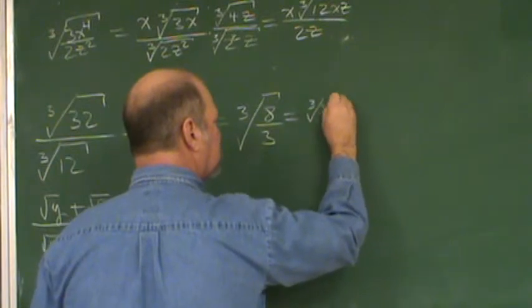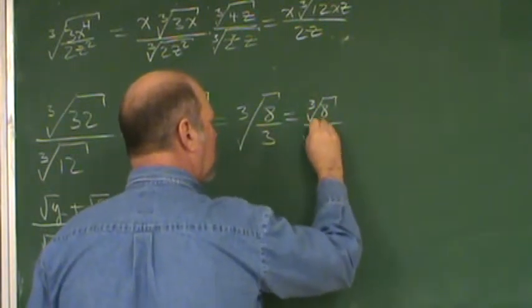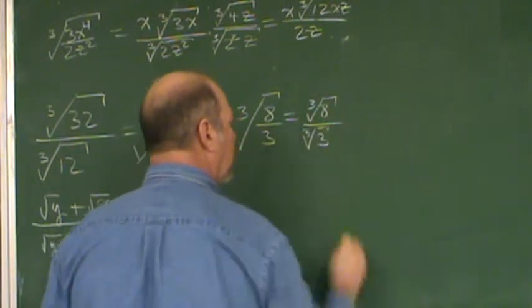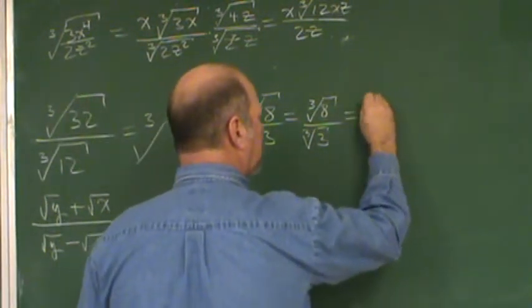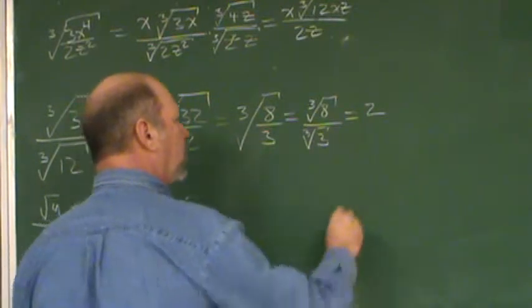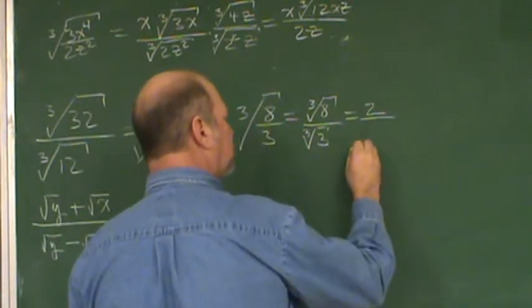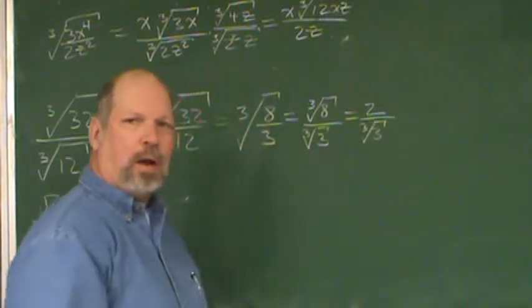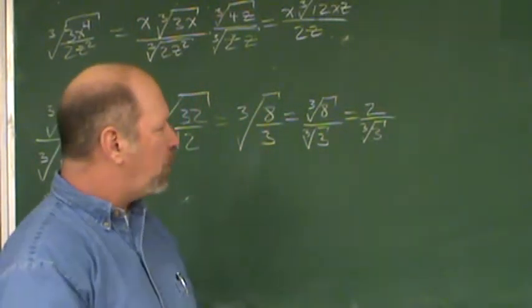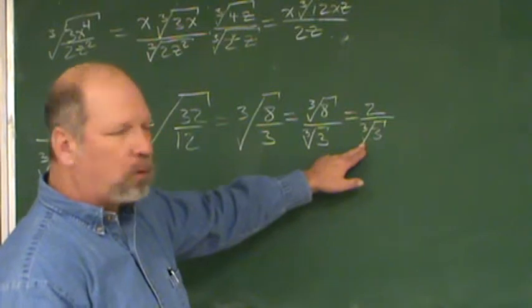This is the same thing as the cube root of 8 over the cube root of 3. And now, the cube root of 8 is simply 2 because 8 is 2 to the third power. So this reduces down to 2 over the cube root of 3. And now for the actual rationalization, what we need to do is get rid of this radical downstairs.